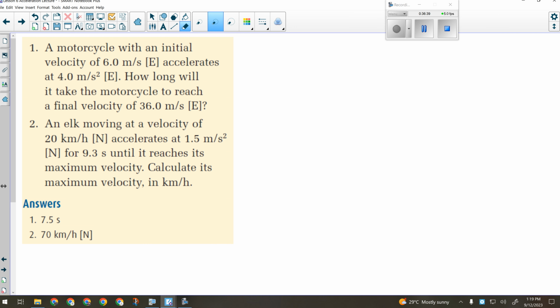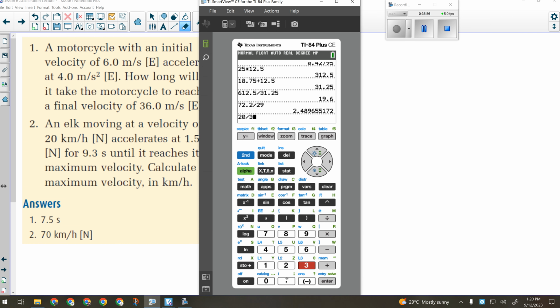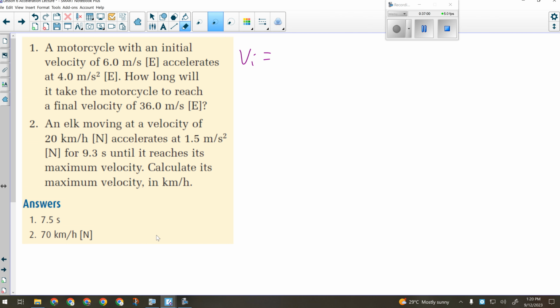On the second one, the only thing that's different is that we have to convert the 20 kilometers per hour to meters per second, and then at the end, we got to convert our answer back to kilometers per hour. So my initial velocity, they told me, is 20 kilometers per hour. I need to divide that by 3.6 to get my meters per second. So 5.5, and that is north. And then it accelerates at 1.5 meters per second squared north, for 9.3 seconds. What did they give me there? Time.